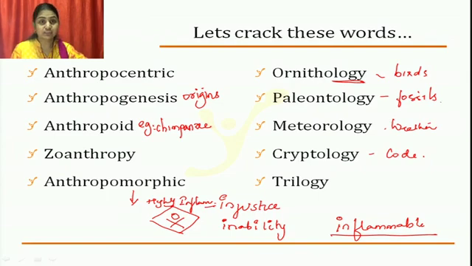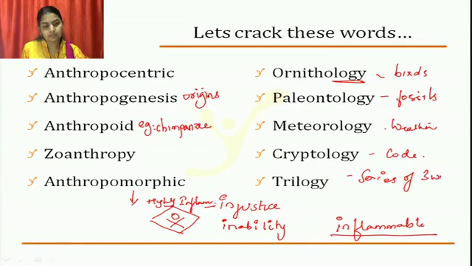So trilogy is a series of three things. It's not a study of three things. It's a series of three works. The three works could be books or movies. For example, if you take Lord of the Rings, that novel has 3 books. It's a series of 3 books. Where people say Tolkien's, I think Tolkien is the name of the author, Tolkien's Lord of the Rings. It's a trilogy, a series of 3 books.